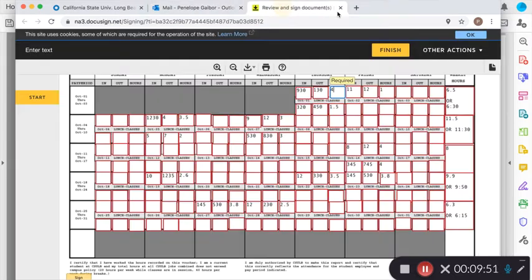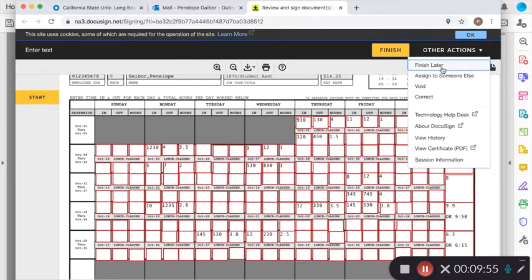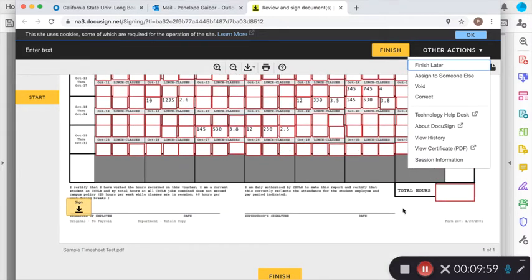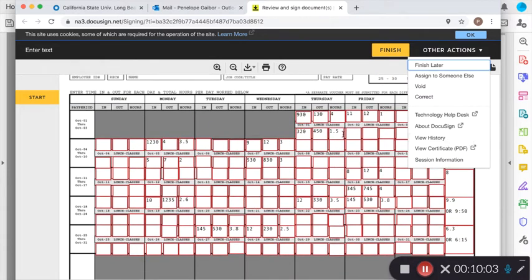So remember, if you want to go back to complete your document, you will put other action, finish later, and that way you'll be able to edit later on your timesheet. Let's say if you want to just complete the first couple of weeks and wait until the following week to complete the last 2 weeks, then you can go ahead and do that. Make sure to put finish later and then use the updated link.